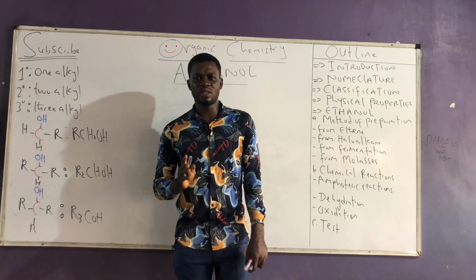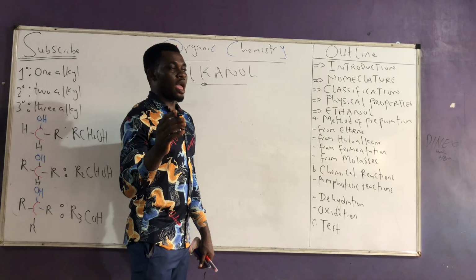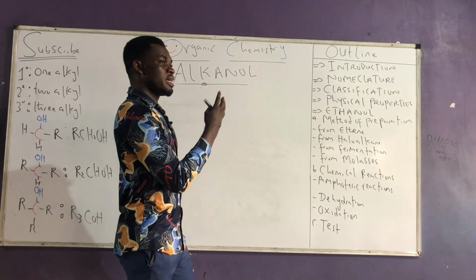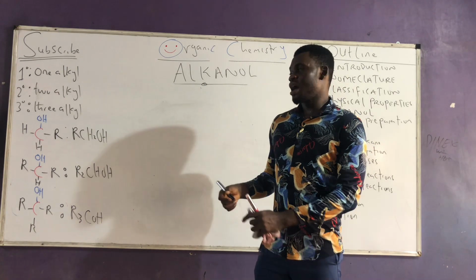Now let me see if you actually understand what I just explained. I will give a bunch of structures on the board and I will ask you to identify which of them is a primary, which of them is a secondary, which of them is a tertiary alkanol.